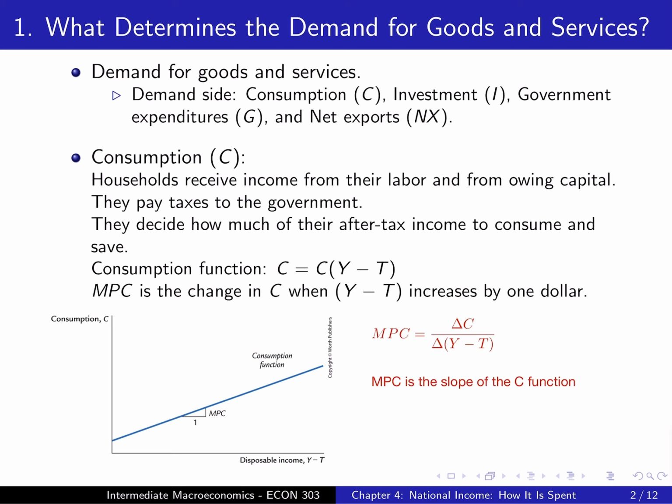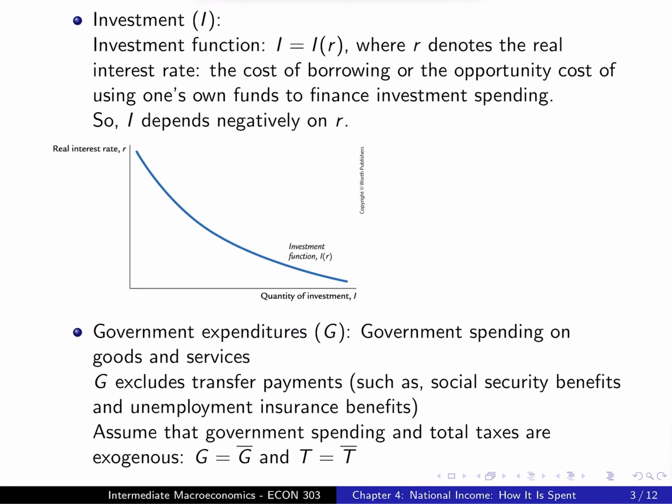This graph shows the consumption function relating consumption C to disposable income Y minus T. The slope is the marginal propensity to consume, MPC, showing how much consumption rises when income increases by 1 unit. The straight line implies a constant MPC. As income rises, consumption increases, but not by the full amount. Some is saved.